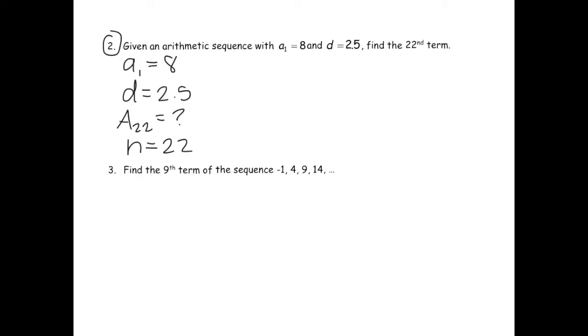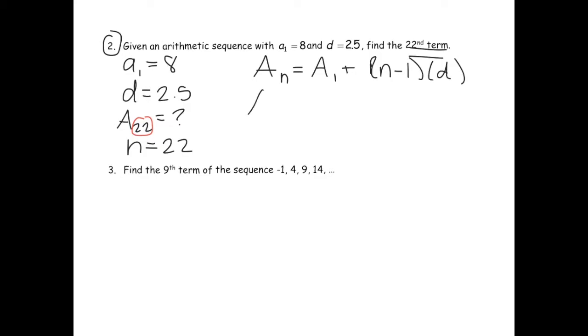a sub 1 is 8, d is 2.5. We're looking for the 22nd term, so that means a sub 22, and n is equal to 22. Remember, whatever number is here must match what n is. So a sub n is equal to a sub 1 plus n minus 1 times d.